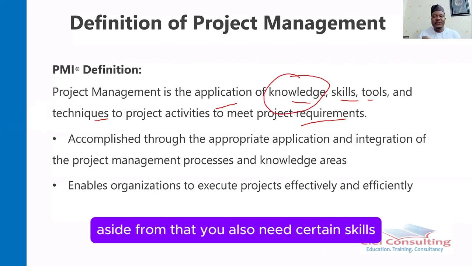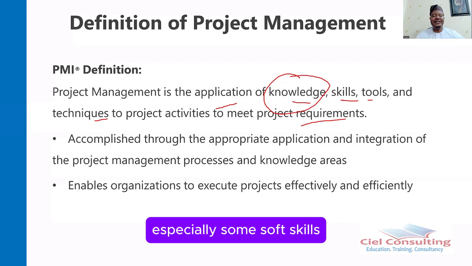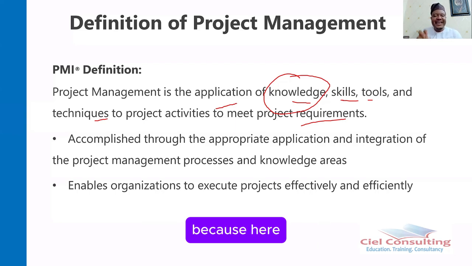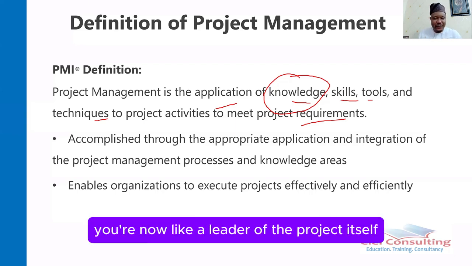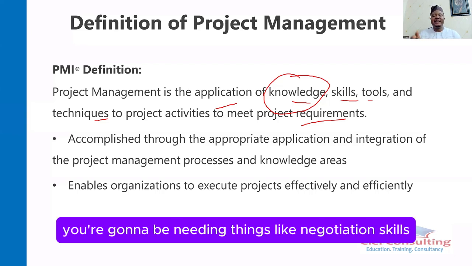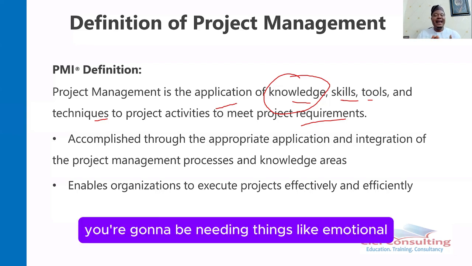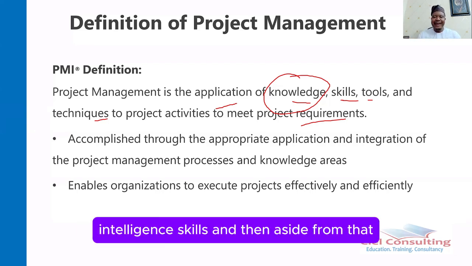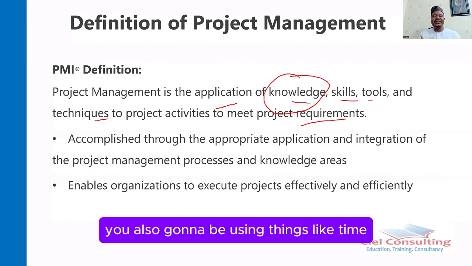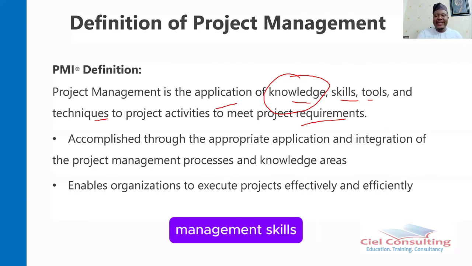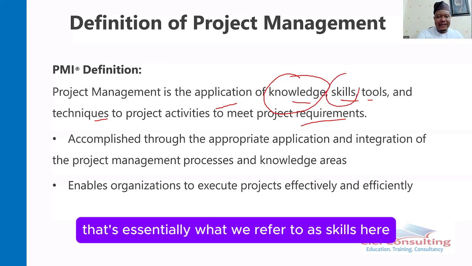Aside from that, you also need certain skills, especially some soft skills, because here you're now like a leader of the project itself. You're going to be needing things like negotiation skills. You're going to be needing things like conflict management skills. You're going to be needing things like emotional intelligence skills. And then aside from that, you're also going to be using things like time management skills. That's essentially what we refer to as skills here.